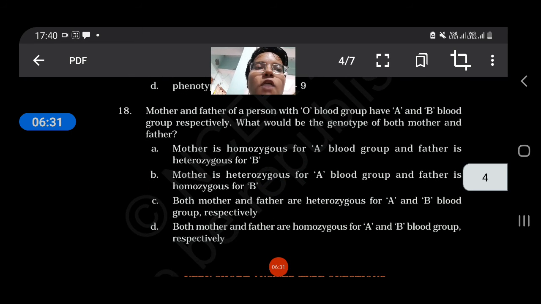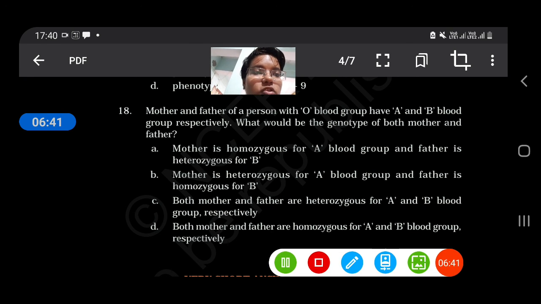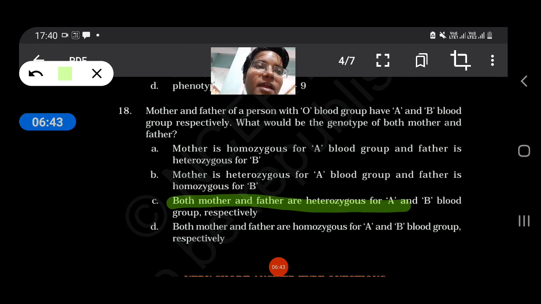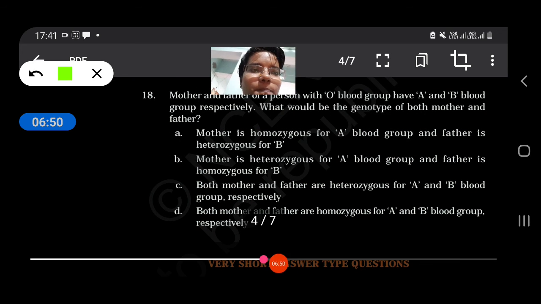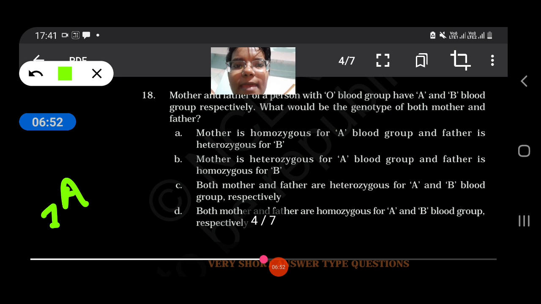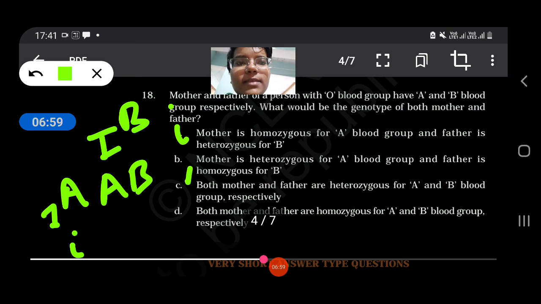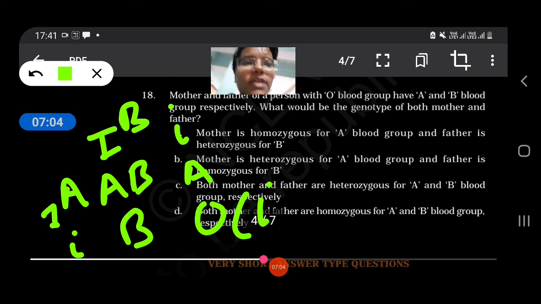Mother and father of a person with O blood group have A and B blood group respectively. What would be the genotype of both mother and father? So the answer is both mother and father are heterozygous for A and B blood groups respectively. See how it would happen. So it will be IA i, this will be A, and this will be B, and this will be O, from the combination of i and i.